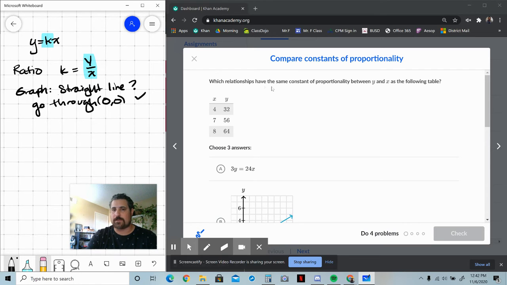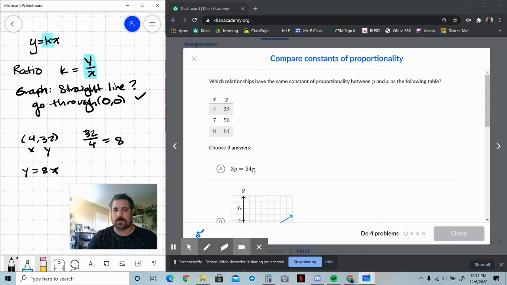So it says, which relationship have the same constant of proportionality between y and x in the following table? So the first thing I would do is just look at the table and get a y over x. The corresponding ordered pair there is 4, 32, 4 for x and 32 for y, which means that your ratio of y over x is going to be 32 over 4, which is 8. So that means your multiplier is 8, so you're looking at y equals 8x. Okay, that's kind of the gist of it.